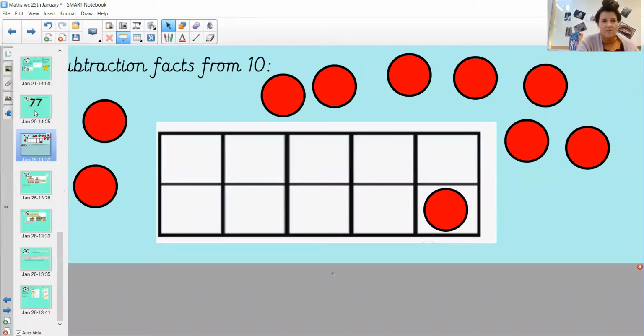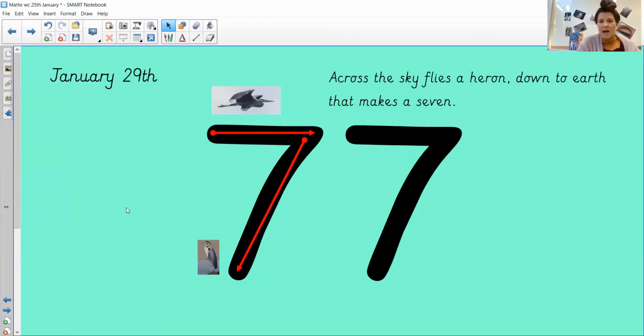Okay, so we're going to be talking about why we use a ruler, and I'm going to be teaching you how to use a ruler. Before we do any of that though, as you know, we have got some number formation to do. Okay, and then we've got something else to do. So let's do number formation first. Okay, so you're going to be doing really well at this by now.